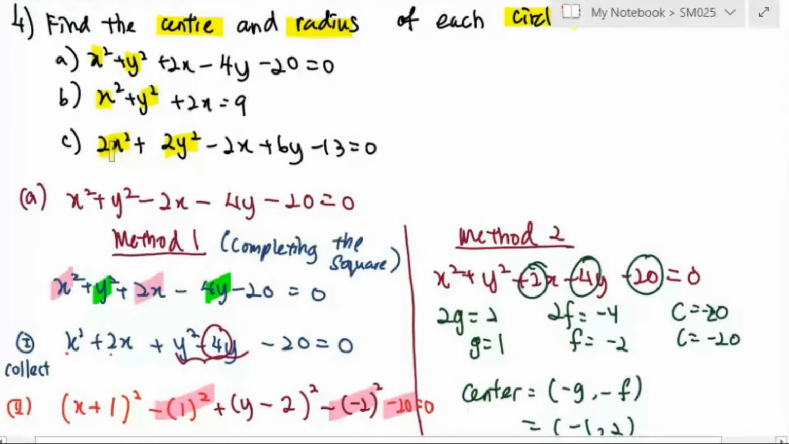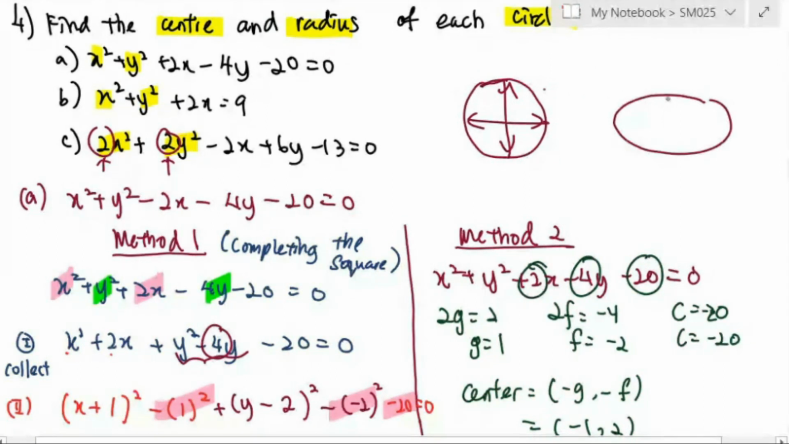So if the coefficients of x squared and y squared are the same, this is your circle, because the factor of x, which is horizontal, and the factor of y, which is vertical, are the same. When the coefficients are different, meaning the factor for horizontal will be bigger or the factor for vertical will be smaller, they will become your ellipse. So circle and ellipse are similar.